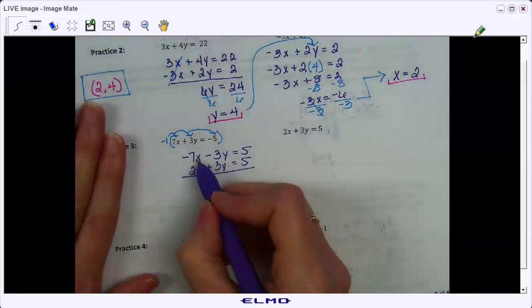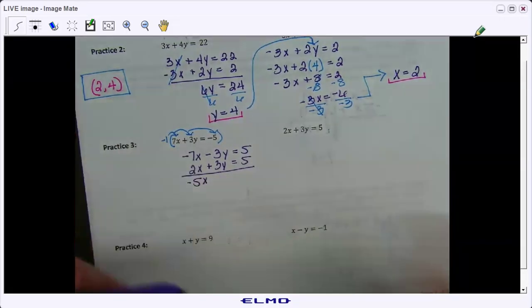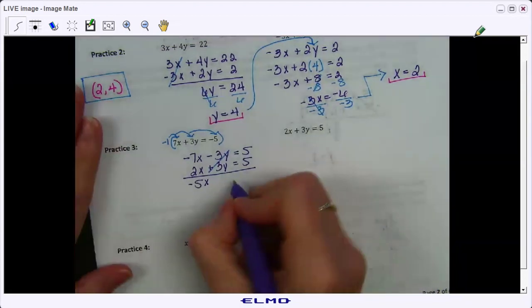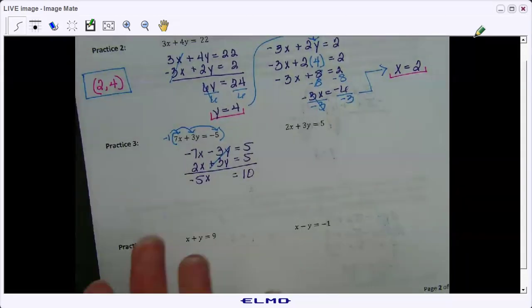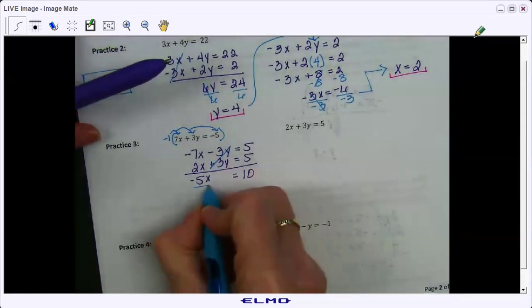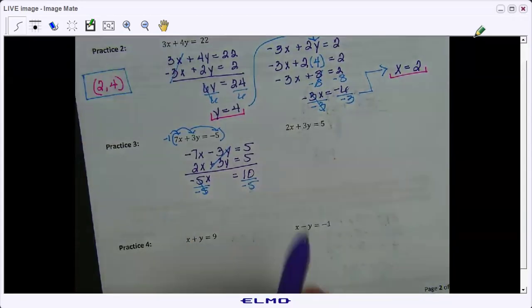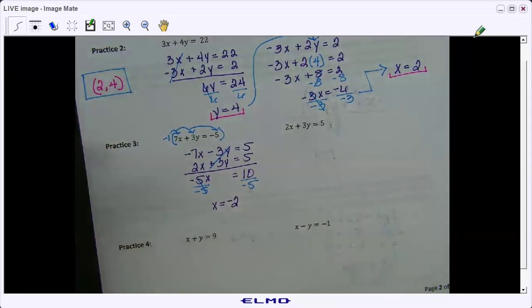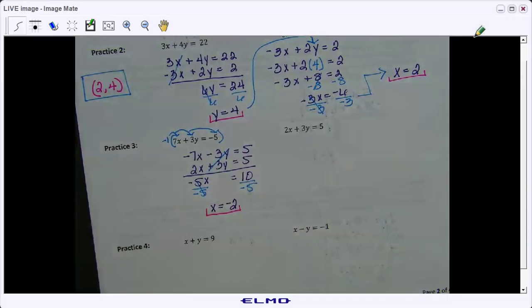So -7x plus 2x gives us a -5x. Our -3y and our +3y cancel out, and then 5 plus 5 is 10. We can figure out x by dividing both sides by a -5. And x equals a -2. So go ahead and plug that into one of the other equations. It does not matter which one, and solve for y.